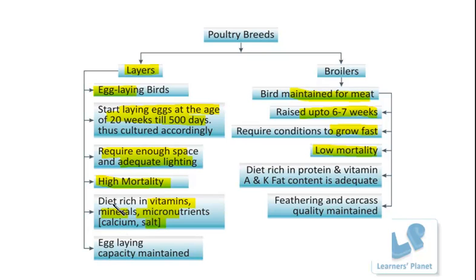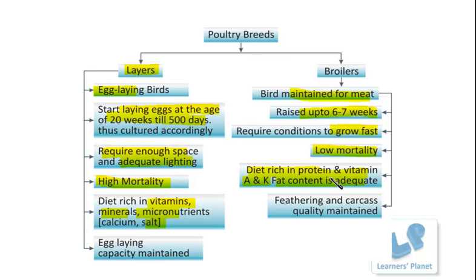On the other hand, the broilers are provided the ration which is rich in proteins and vitamins, especially vitamins A and K, which are to be maintained here at high concentration as compared to the layers. Besides that, fat content should also be adequate. Why is this so? Because they have to grow fast and they have to maintain their muscular quality, or the flesh content in them, right? If that quality is favorable, it is preferable in the case of broilers.